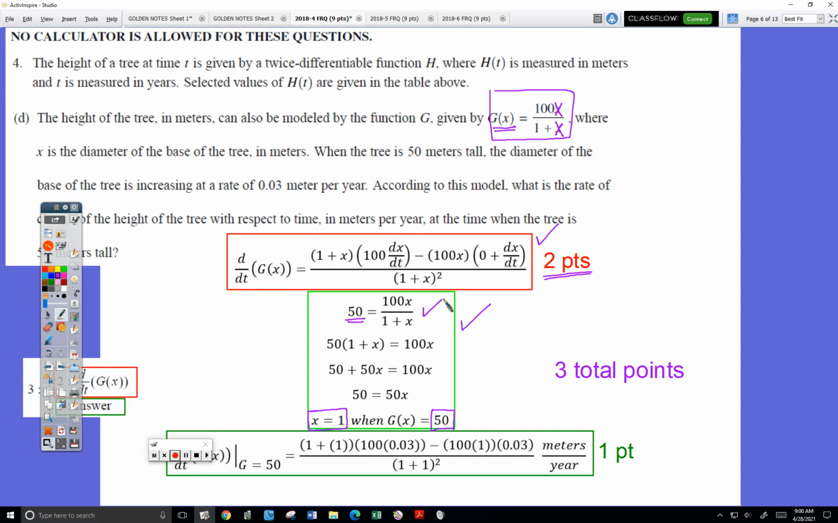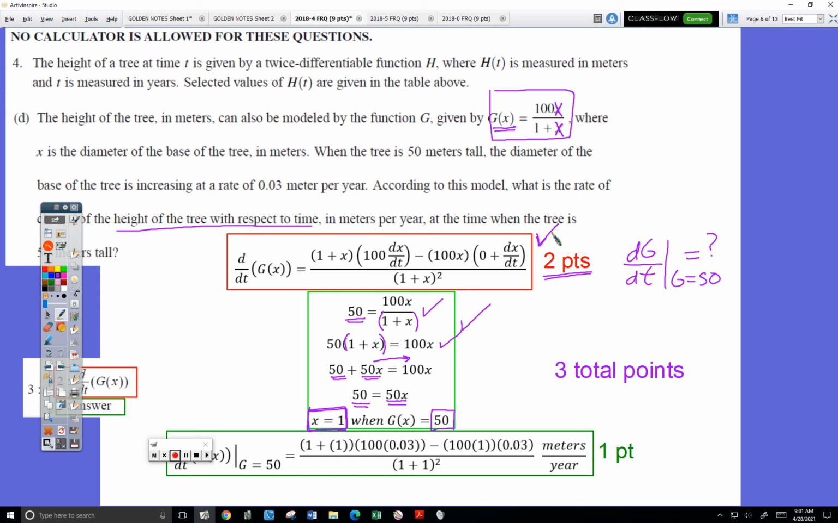So we rearrange this equation. We multiply the 1 plus x across. Gets us to here. Then we distribute, and we move the 50x to that side. And clearly x has a value of 1. Okay, the goal of the problem was to find dg/dt. At what rate is the height of the tree with respect to time changing when the height is 50? That's what we're trying to find.